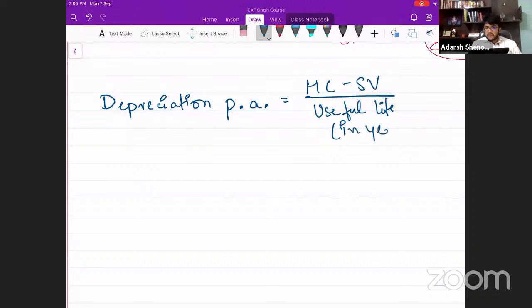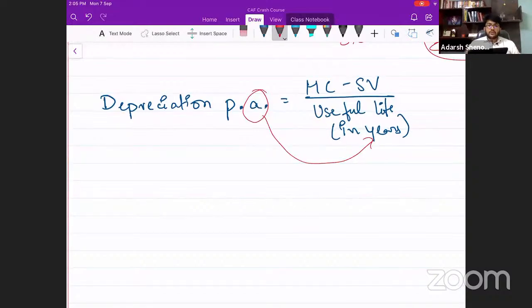in years. Why did you say in years over here? Because you were calculating per annum. So you said depreciation per annum is equal to historical cost minus scrap value divided by useful life in years. You calculated per year. And if you used the asset for the whole year, you directly write this amount, yes or no?